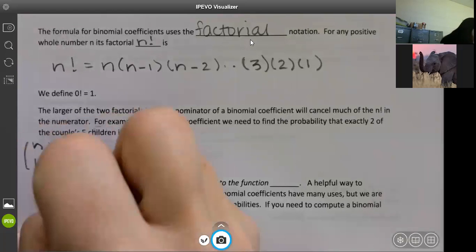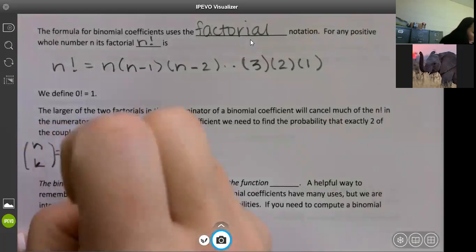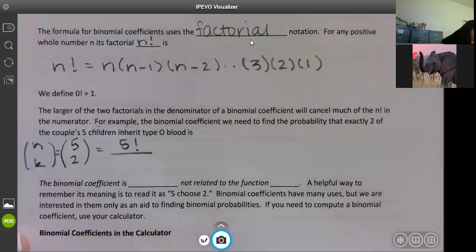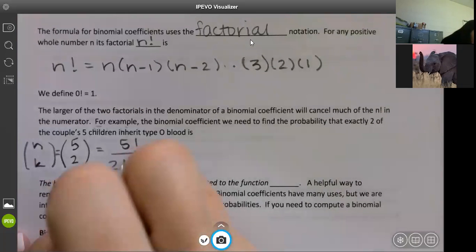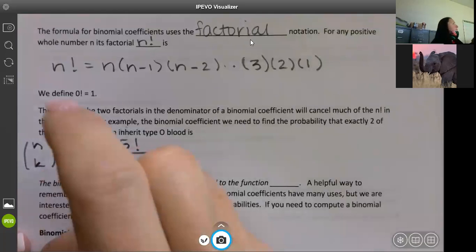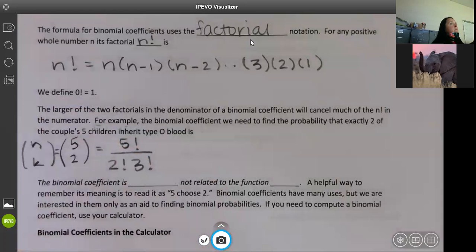So we would have 5 factorial over, we have 2 successes, which means that we would have 3 failures. Okay, one more time. We have a total of 5 trials that goes on top. On the bottom, it's your successes factorial times your failures. So we wanted 2 to have type O, 3 will not.